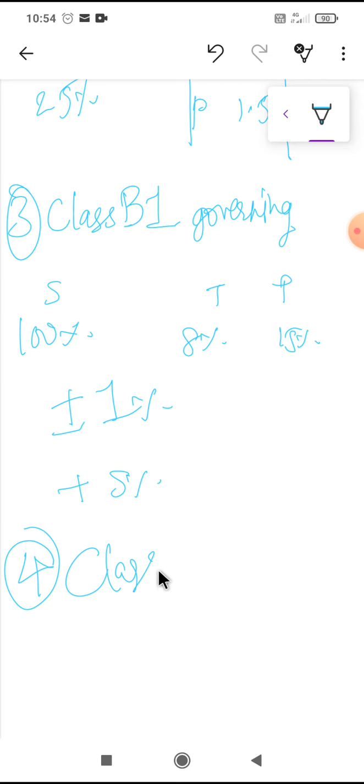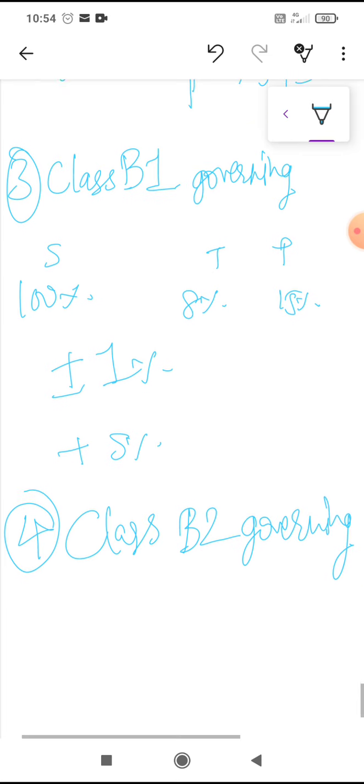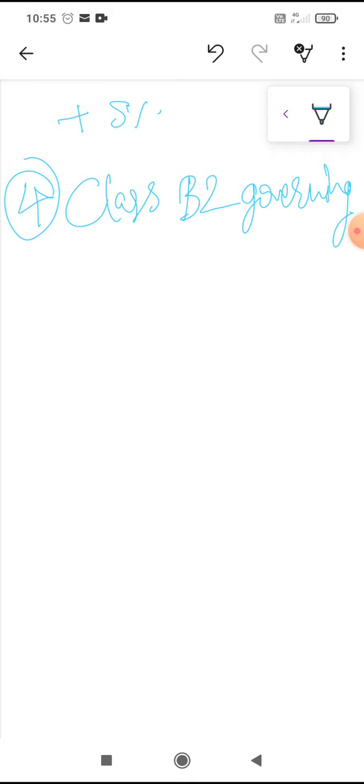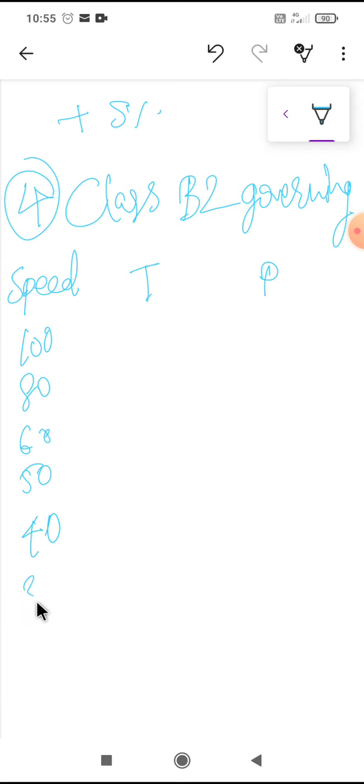This class B2 governing. So the engines shall be governed within these limits according to the speed. So let me draw the table. So speed, temporary speed change, and permanent speed change. So suppose here for speed I am considering 100% load at full load, 80% load, 60%, 50%, 40%, 30%, and 25%.